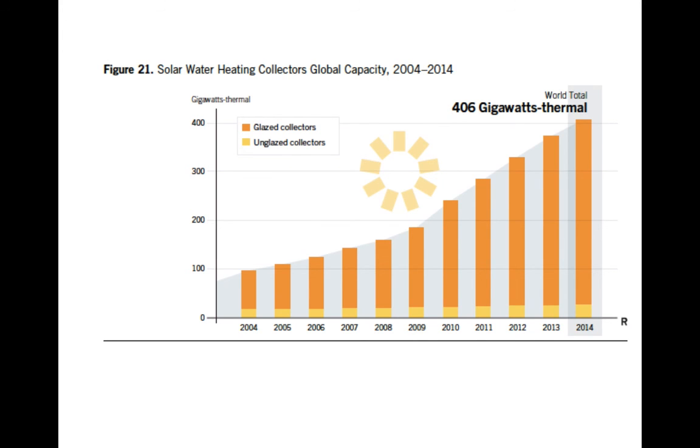And so in terms of water heating collectors, you can see here 406 gigawatts, but these are thermal gigawatts. And so in terms of efficiency, if you were to convert this into electricity, you're talking about a third of its value in the form of electricity. But you can see here again, rapid growth rate, maybe slowing a little bit, but certainly not as fast as the power sector in terms of solar capacity additions.